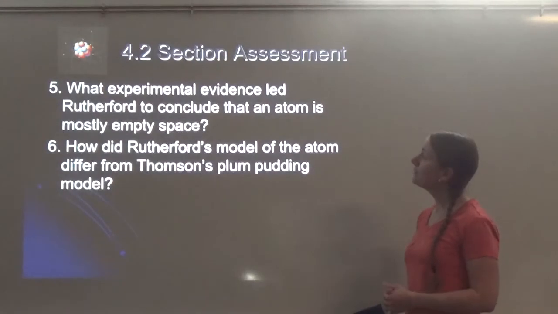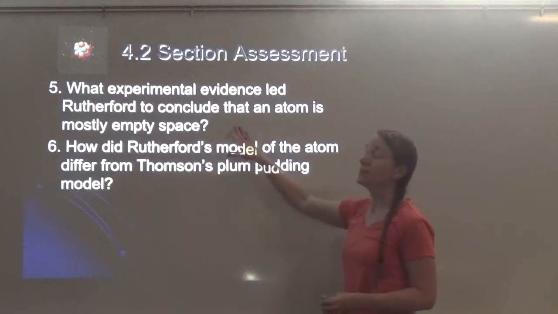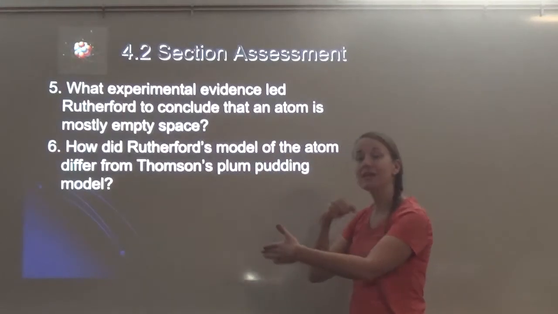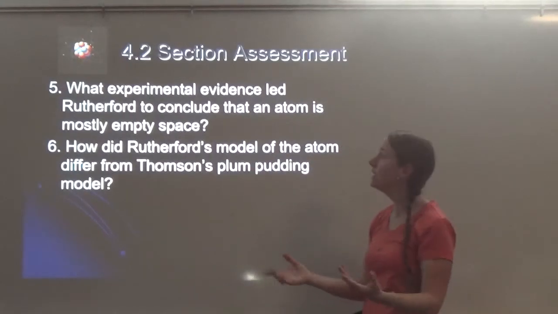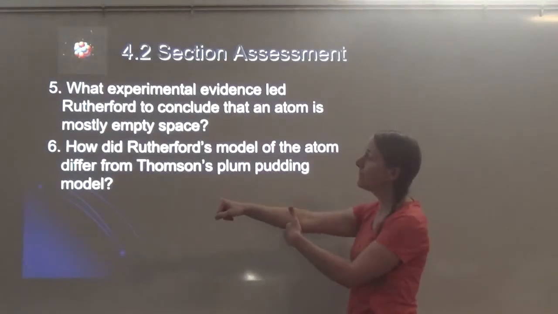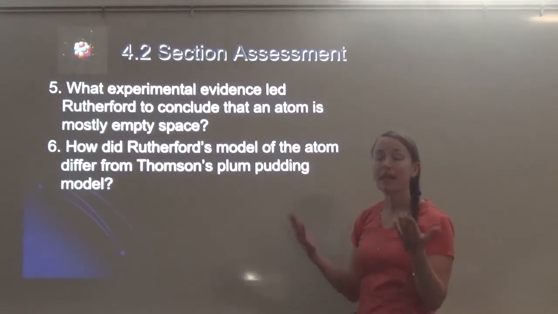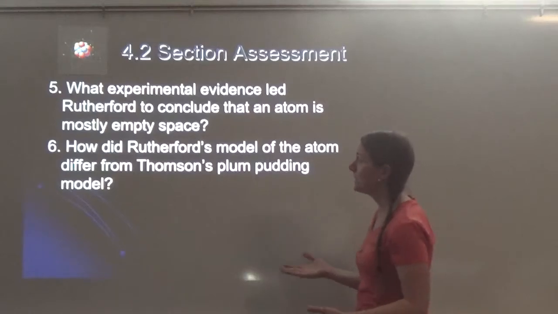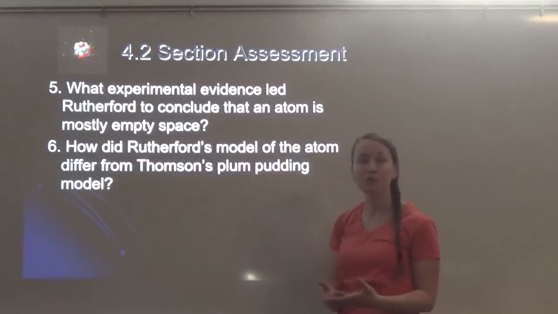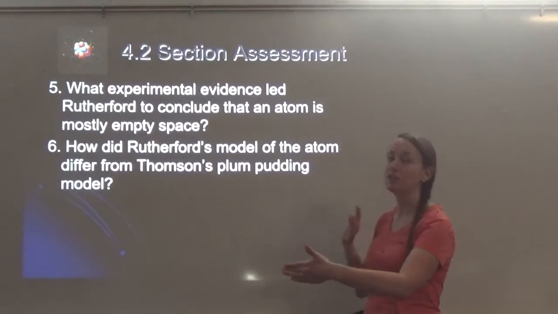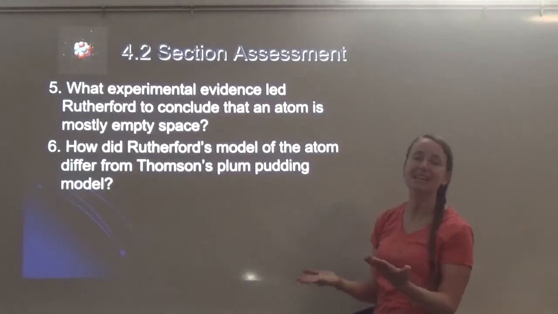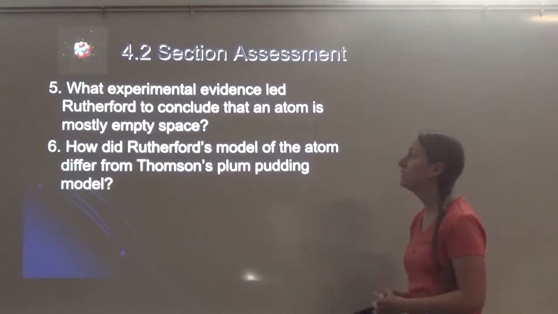So what experimental evidence led Rutherford to conclude that an atom is mostly empty space? Well, remember, the fact that some bounced back made him realize that there's a nucleus. The fact that most of them passed straight through, that's what made him realize it's mostly empty space. So for number 5, you can put most of the alpha particles pass straight through. So that means they didn't hit anything positive at all.